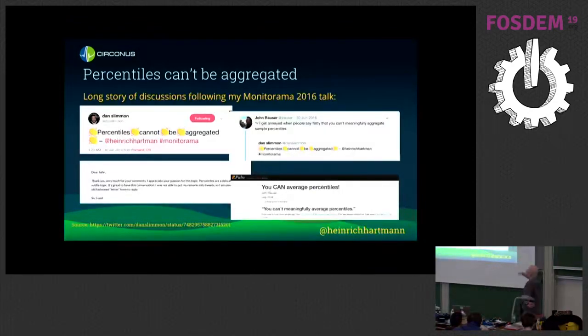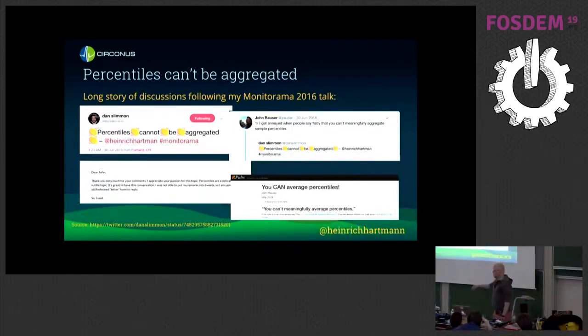And this is a reaction to my 2016 Monitorama talk. John Rauser is a data scientist at Snapchat, and he said, if people like Heinrich say that you can't really meaningfully aggregate sample percentiles, then yeah, I'm annoyed. Well, sometimes you actually can. And it went back and forth. I wrote him a letter, "Dear John," and so on. And then he said, well, actually, I wrote a 10-page blog post in R showing you that you can aggregate percentiles. And I have the link here.